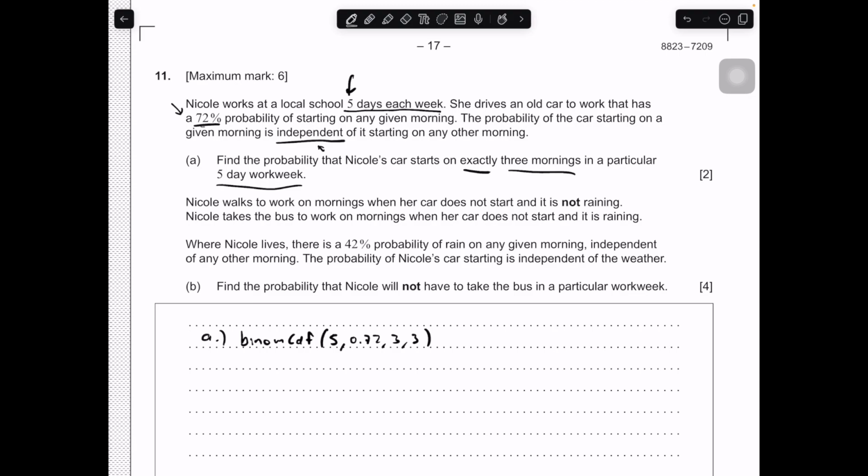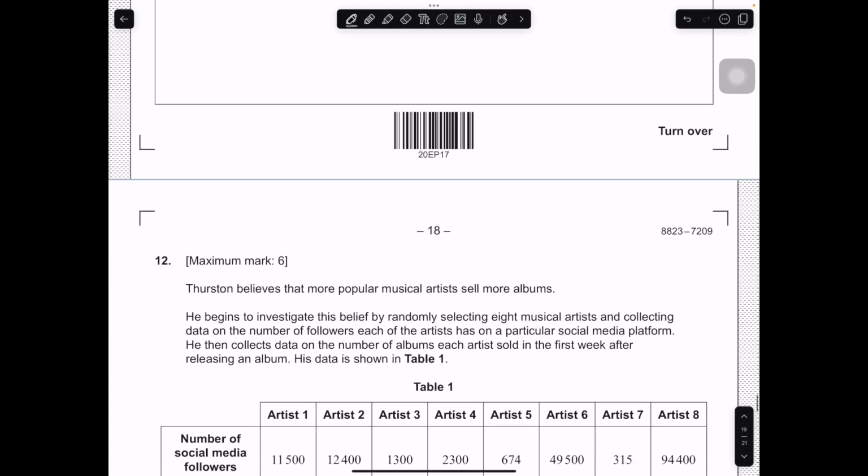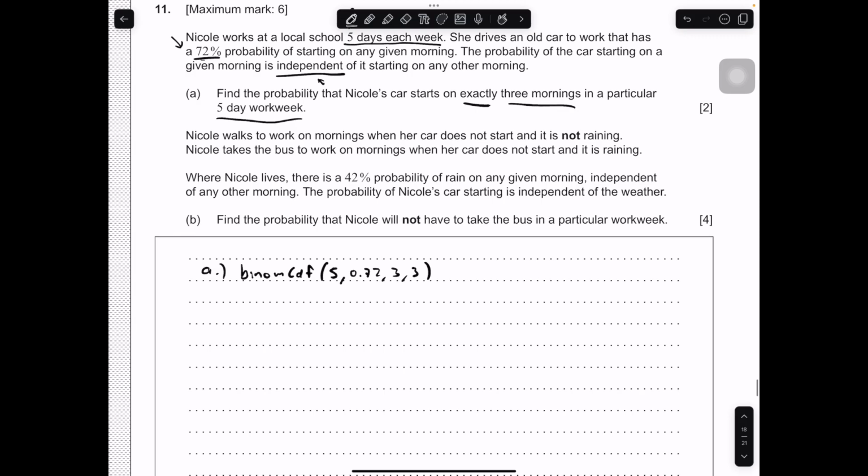All right. Nicole walks to work on mornings when her car does not start and it is not raining. Nicole takes the bus to work on mornings when her car does not start and it is raining. Okay. Where Nicole lives, there's a 42% probability of rain on any given morning, independent of any other morning. The probability of Nicole's car starting is independent of the weather. Okay, wow. Find the probability that Nicole will not have to take the bus in a particular work week. So this is her not having to take the bus.